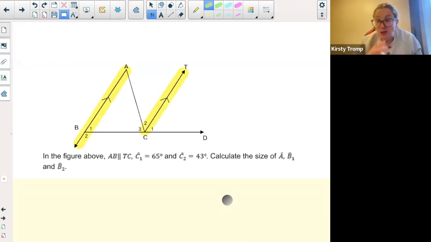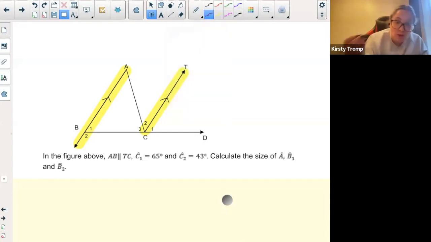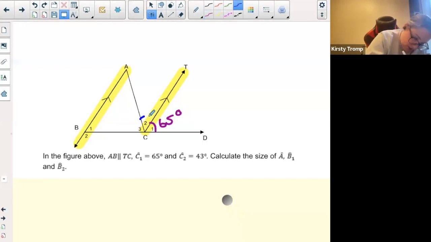All right. So I've highlighted my parallel lines. C1 is equal to 65 degrees. Now they didn't go and write that in for me. So let's go write it in instead. So here's C1, and that's equal to 65 degrees. And then they say C2, which is this angle, is equal to 43 degrees.